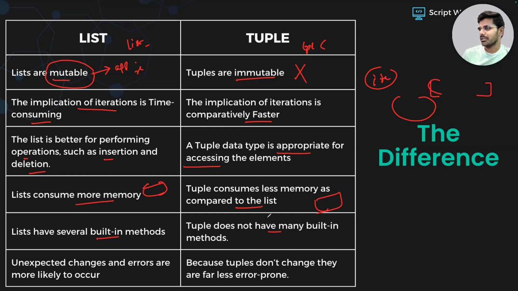In list, the unexpected changes and errors are more likely to occur. That means whenever we have a scope for changing, there can be chances of things getting out of hand. So to avoid that, we use tuple, because in tuple we cannot make any changes. So whatever is created will stay forever, so the errors will be very less. So when you're working with very sensitive data, then you can choose to use tuple. Now let's move ahead and understand everything in action using the code.